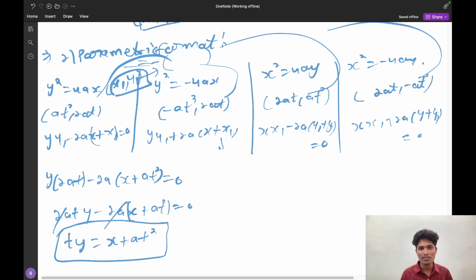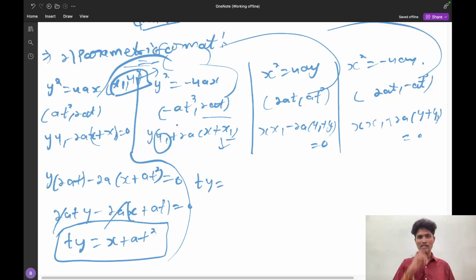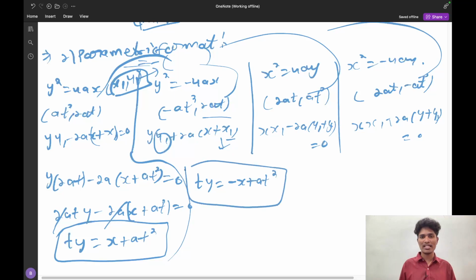Same way you have to substitute here. What you will get? In the place of y1 you have to substitute 2at. In the place of x1 you have to substitute minus at square. So what you will get? Here the 2a will get cancelled again. The x will be negative. Yes, the x will be negative. It will be minus x plus at square. Simple change. Ty is equal to minus x plus at square. In the same way, what is the third equation you will get? You will get tx is equal to y plus at square.